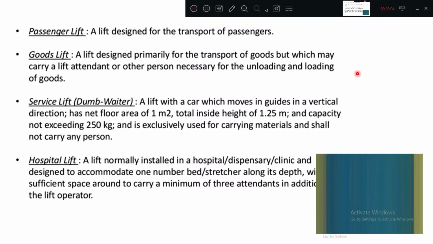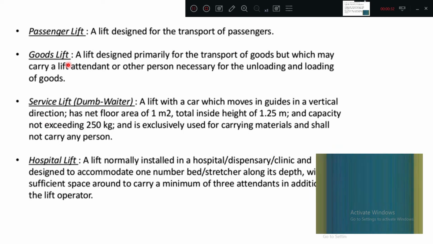Okay, friends, now we will discuss the types of lift depending upon their servicing. What type of service they are providing, we will see. The first type is the general passenger lift, that is designed to transport passengers. Obviously, it's there in all hotels, buildings, residential apartments, everything. Generally, it is used.